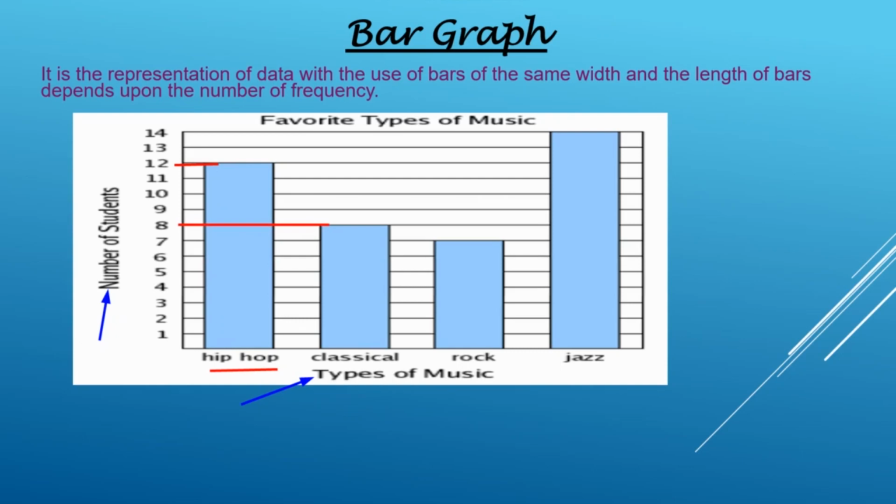So you can just see the length till where it goes on y-axis, and that will tell you the number or the frequency of that particular item. So rock is represented by 7. So 7 students like rock, and jazz is represented by 14. So 14 children like jazz type of music.